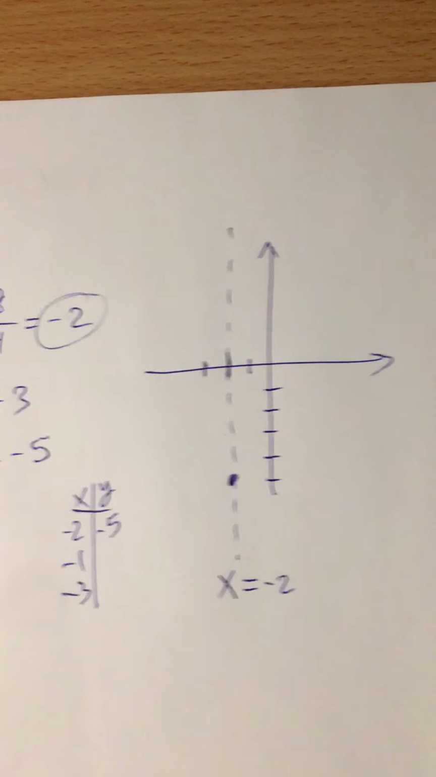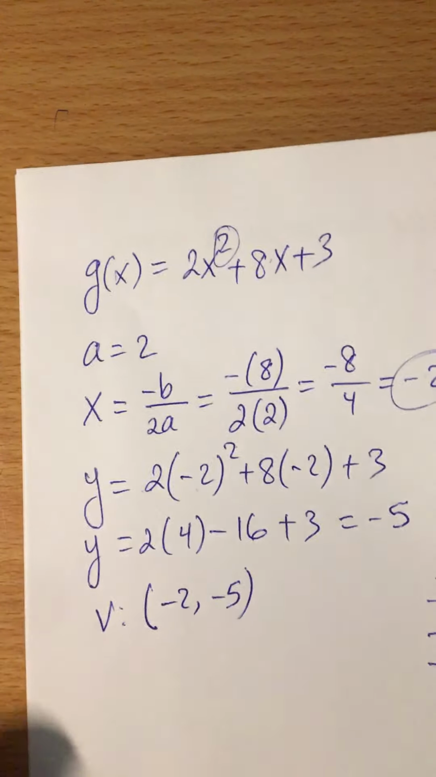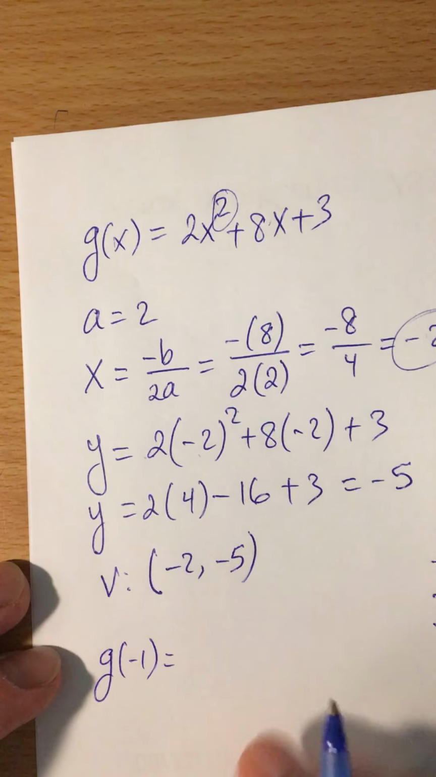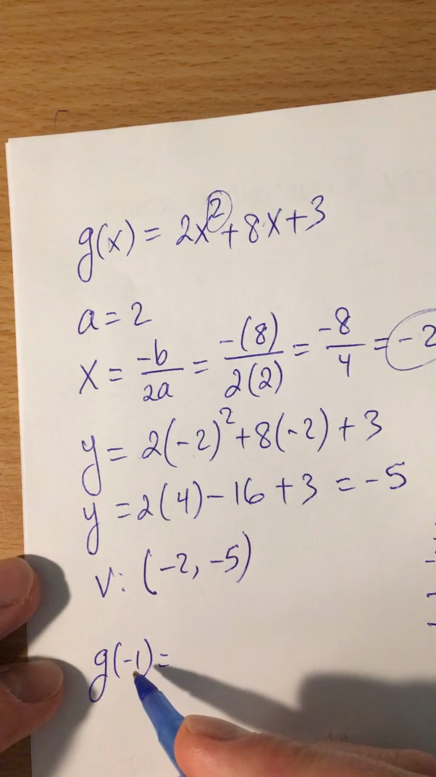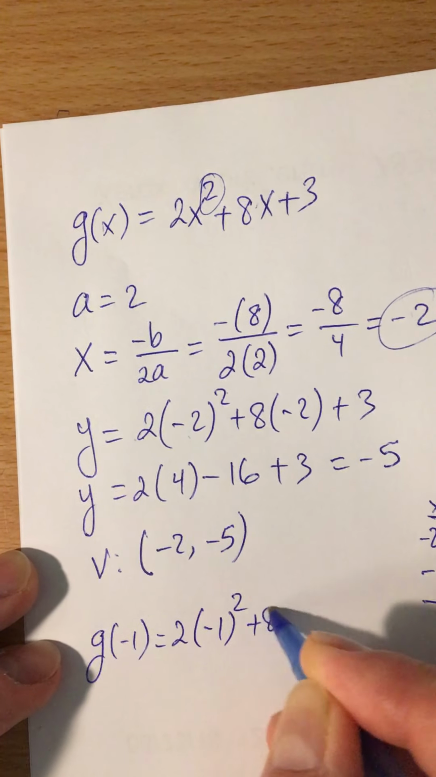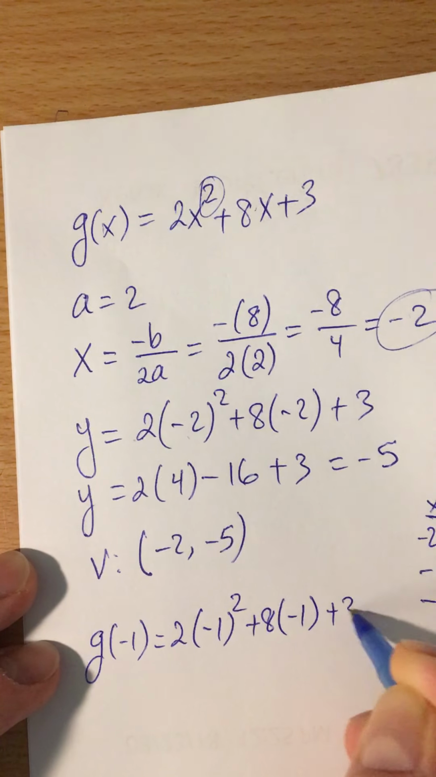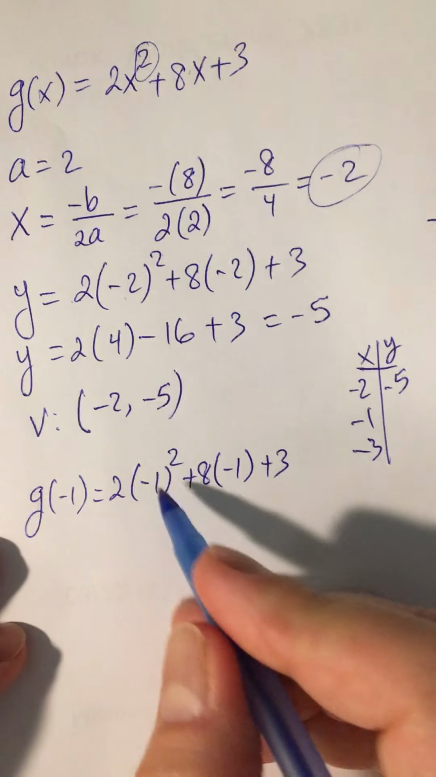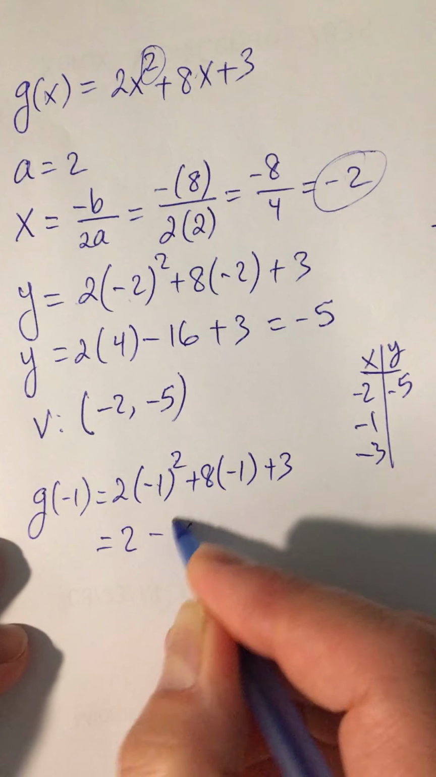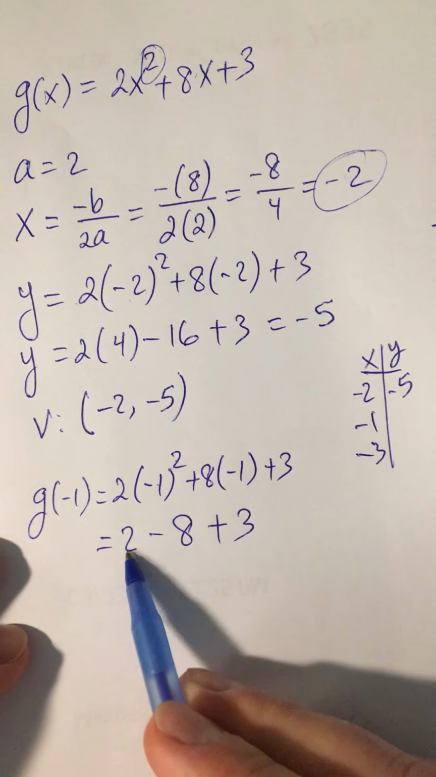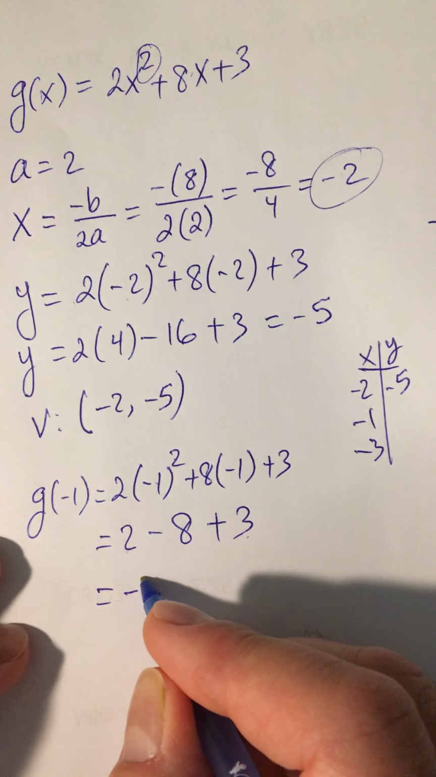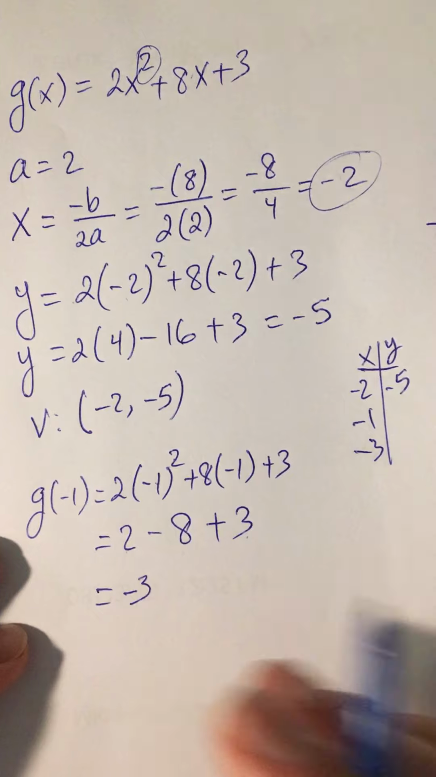So if I plug negative 1 into my equation, g of negative 1, you don't have to write it like that, but that's 2 times negative 1 squared plus 8 times negative 1 plus 3. And what do we have? Negative 1 squared is 1. 1 times 2 is 2, minus 8, plus 3. 2 plus 3 is 5, minus 8. It's negative 3. And voila.